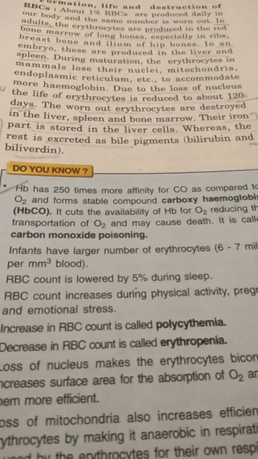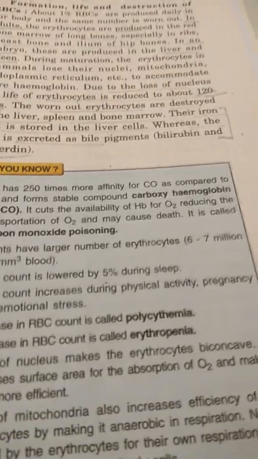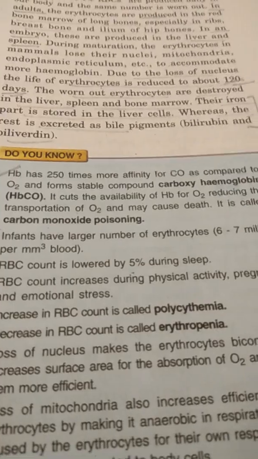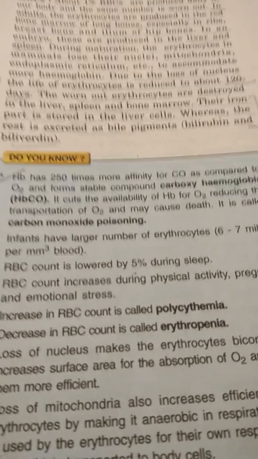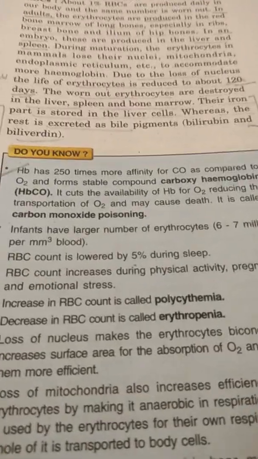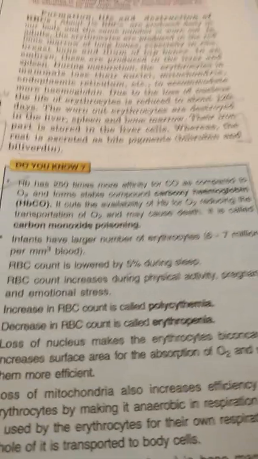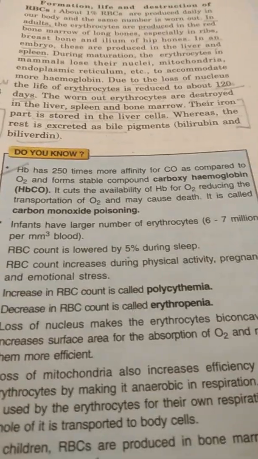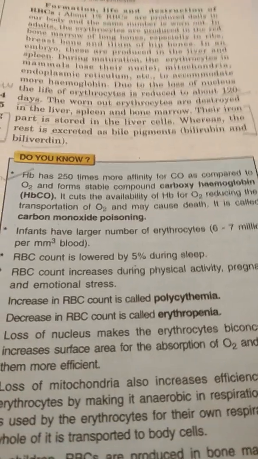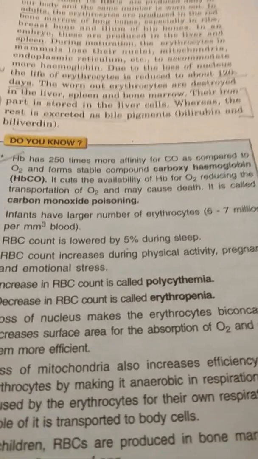Now, hemoglobin has a strong attraction for carbon monoxide. It is said that hemoglobin has 250 times more affinity, more attraction for carbon monoxide as compared to oxygen. And once hemoglobin comes in contact with carbon monoxide, it forms a stable compound, carboxyhemoglobin.